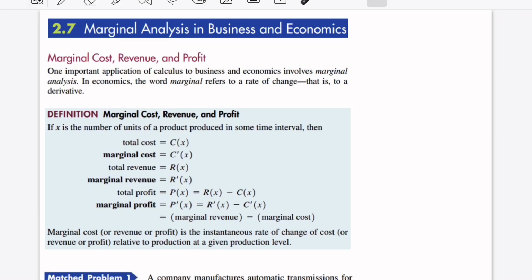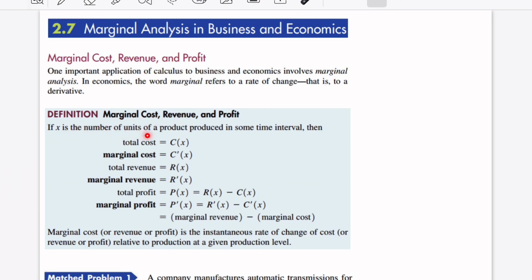In this video, we're going to go over section 2.7 from our textbook, which goes over marginal analysis. So this is one important application to business and economics. And in economics, the word marginal will refer to the rate of change, i.e. to a derivative. So here's our formal definition of marginal cost, revenue, and profit.